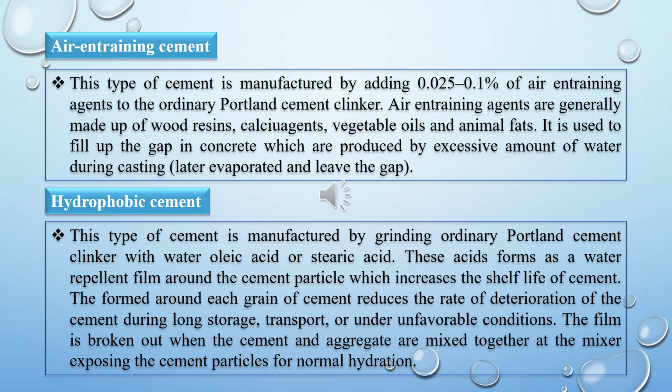Students, our topic is hydrophobic cement. Hydrophobic cement is formed when ordinary Portland cement clinker is ground up with oleic acid or stearic acid. These acids form a film around the grains of cement which protects them from decomposition, due to which the storage and the shipping become easy. So students, these were two more cements, air entraining cement and hydrophobic cement.